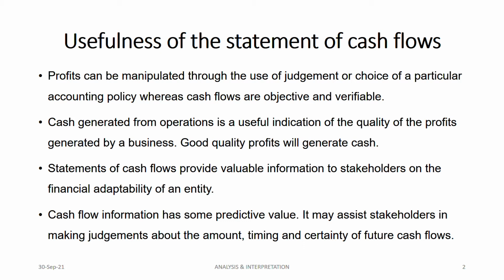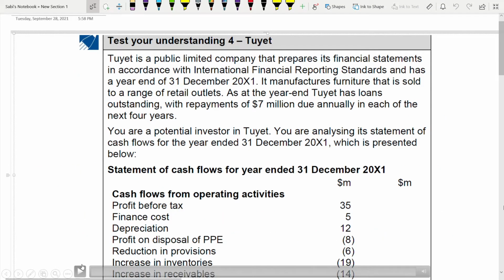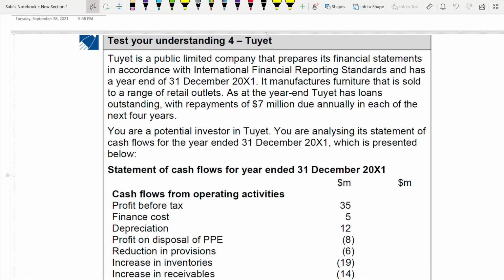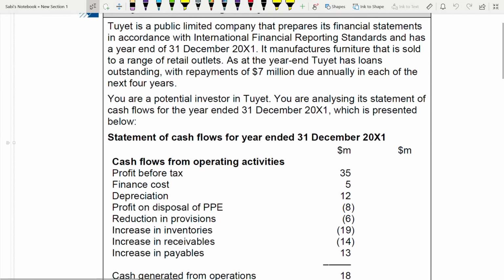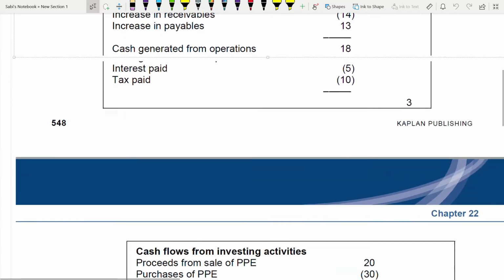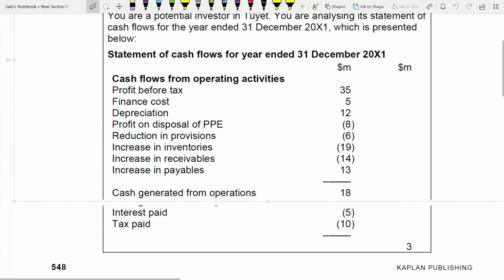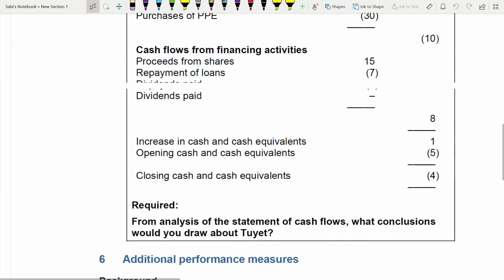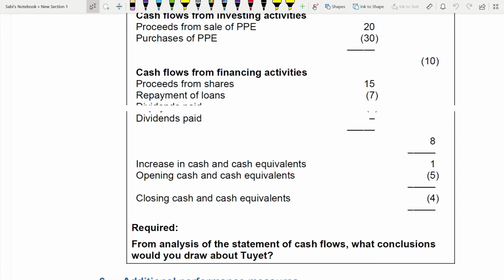So now let's start with test your understanding to better understand how to use the statement of cash flows to analyze a company before I end this video. Test your understanding 4. So in this question, we have been given the statement of cash flows. The indirect method has been used. As you can see, we have operating, investing, and financing activities. Now, the requirement says from analysis of the statement of cash flows, what conclusions would you draw about the company?